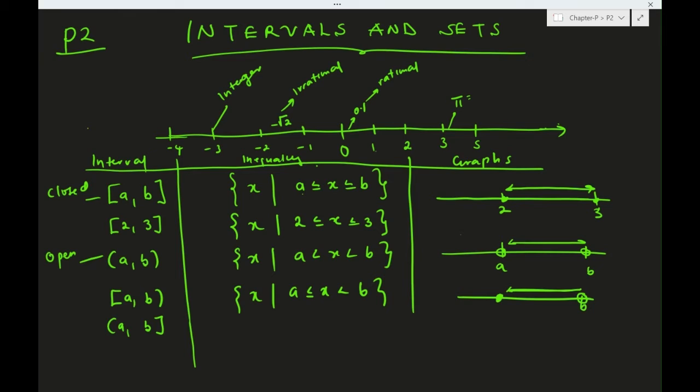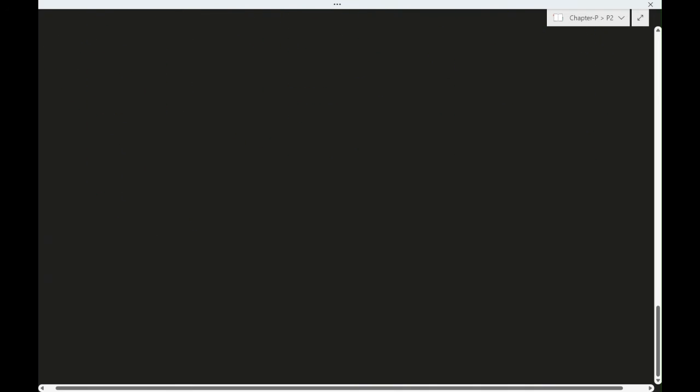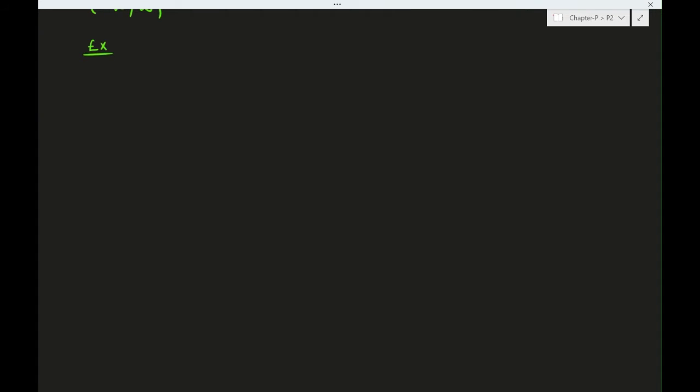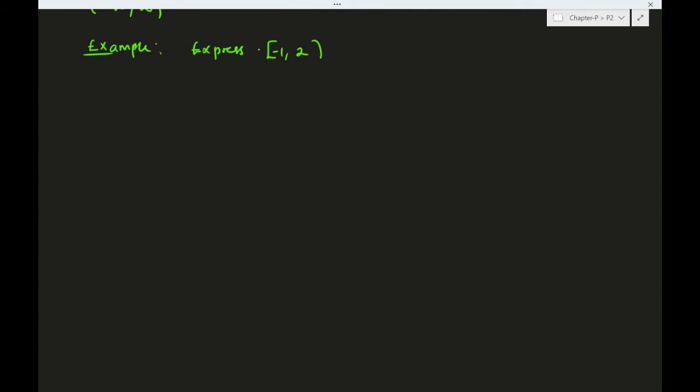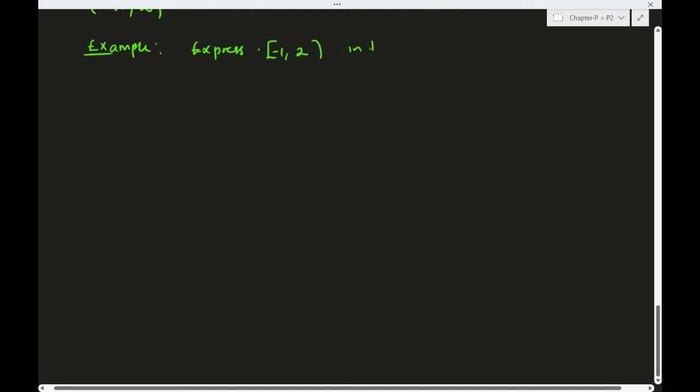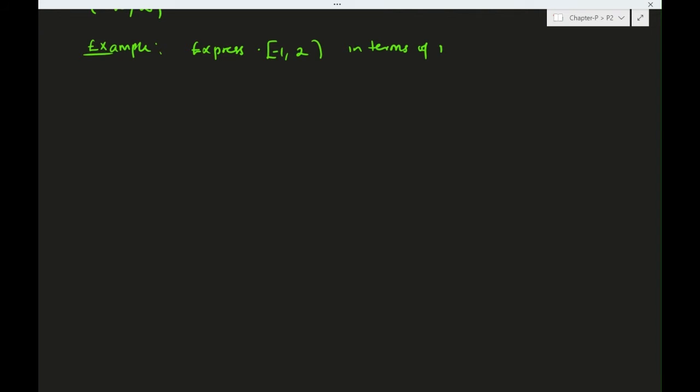And when we have infinity, for example, if you have minus infinity to infinity, this is telling you the whole of real numbers, right? Just the real line. Now, let's see just one example here. Let's say, for example, we say express maybe minus 1 and 2 in terms of inequality.